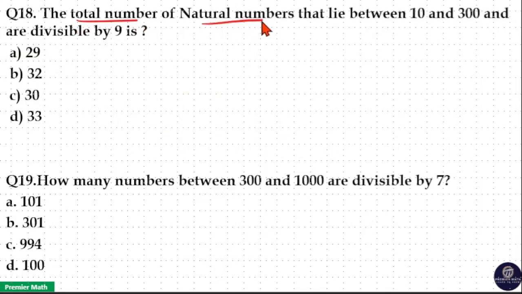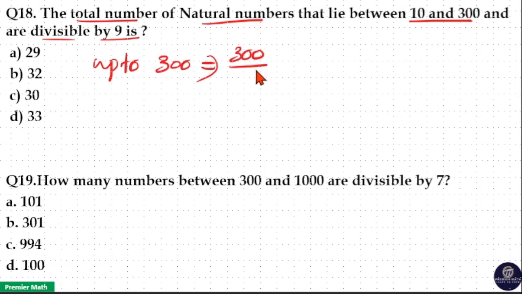The total number of natural numbers that lie between 10 and 300 and are divisible by 9 is. Here, maximum number is 300. So, up to 300, there are 300 by 9 multiples of 9. 9 goes 3 times in 30, remaining 3. Which means there are 33 multiples of 9 up to 300.